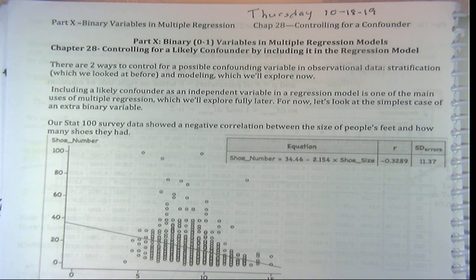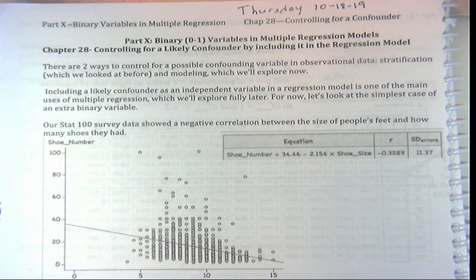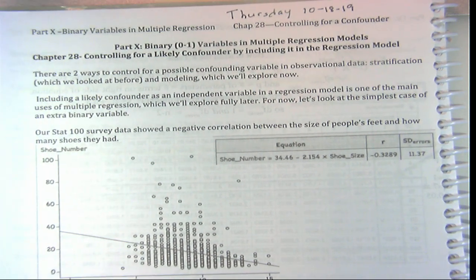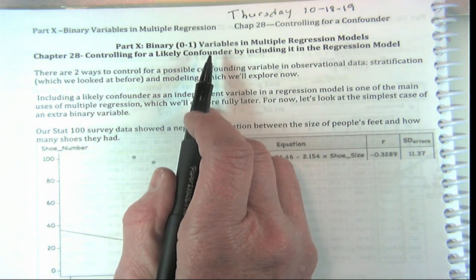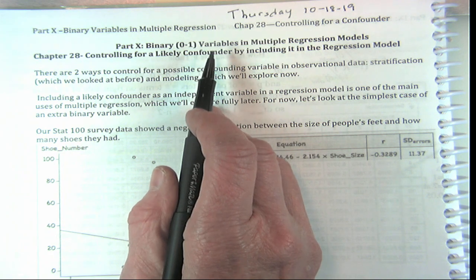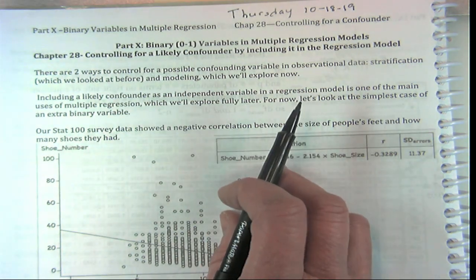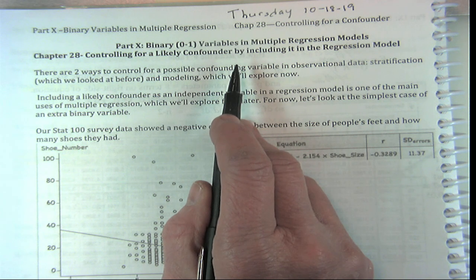So I said we were going to start multiple regression, and that's what we're going to do today. We're going to add another predictor variable, another x variable, to our model instead of just one x. I thought the simplest way to do that is by adding a binary variable, one that can be coded as 0 and 1. It's a very simple variable to add to a quantitative variable that we already have in the regression, and explore how it's often used.